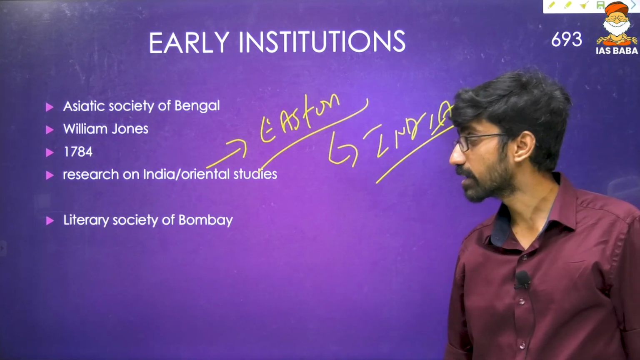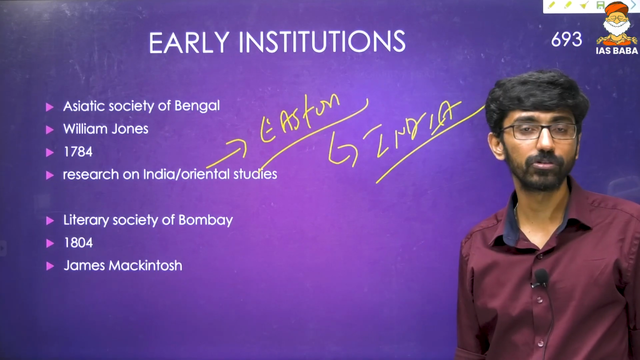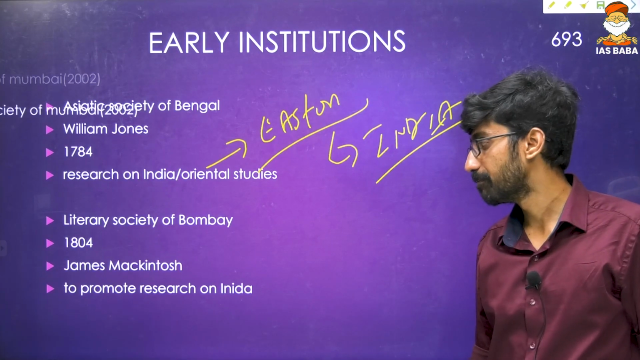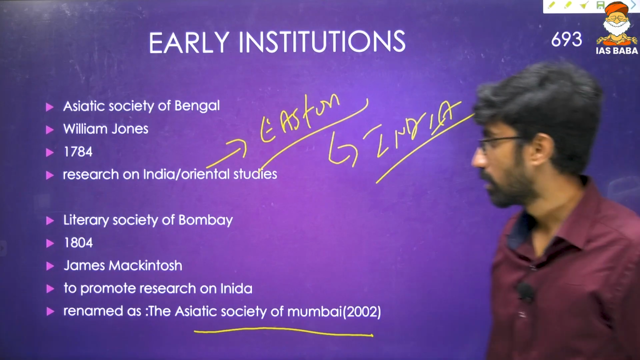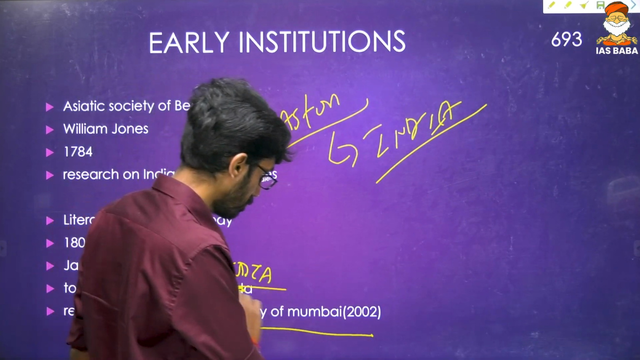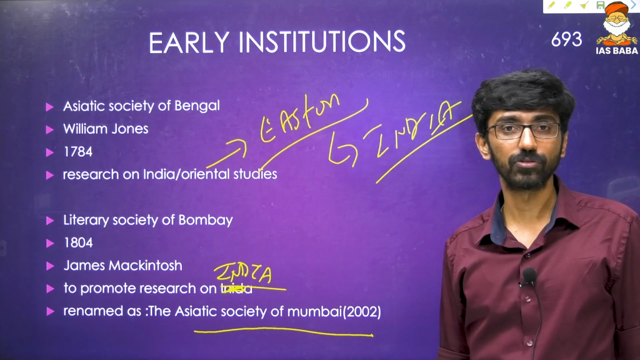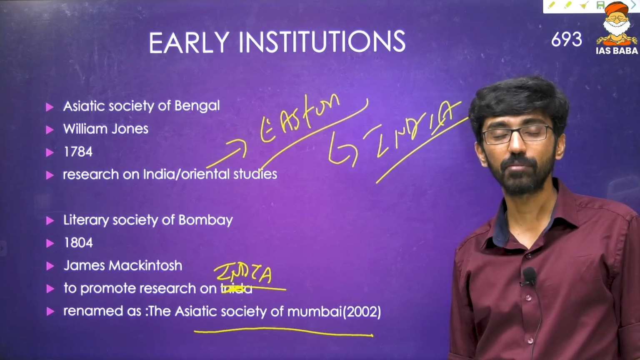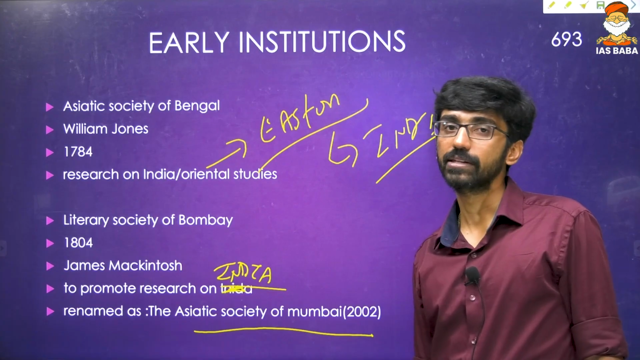Okay. Then again, Literary Society of Bombay. It was established in 1804 by James Mackintosh, another society to promote research on India. It was later renamed the Asiatic Society of Mumbai. Okay, I think the spelling is a mistake. That is India. So in 2002, the Literary Society of Bombay was renamed the Asiatic Society of Mumbai. Okay, these are some of the early institutions that were established by Britishers to run their administration smoothly.